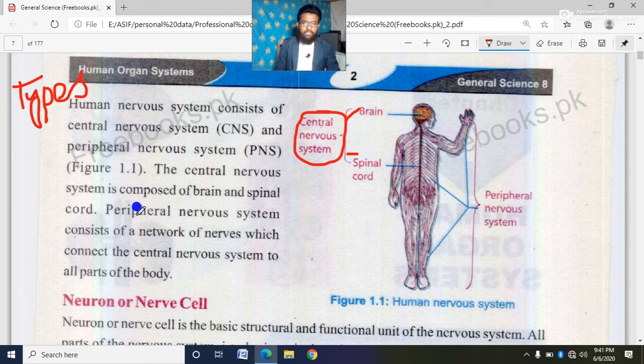Dear cadets, next, the peripheral nervous system. The peripheral nervous system consists of a network of nerves which connect the central nervous system to all body parts. Dear cadets, now we will discuss the peripheral nervous system. This system consists of a network of nerves.